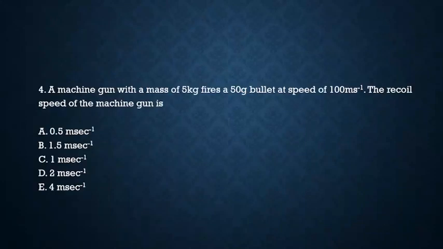Question number 4. A machine gun with a mass of 5 kilograms fires a 50 gram bullet at a speed of 100 meters per second. The recoil speed of the machine gun is A 0.5 meter per second, B 1.5 meters per second, C 1 meter per second, D 2 meters per second, E 4 meters per second.